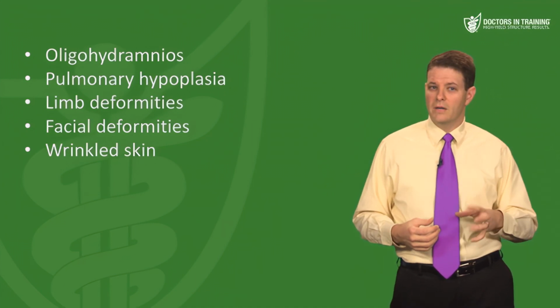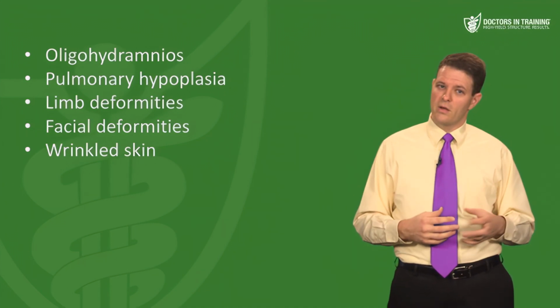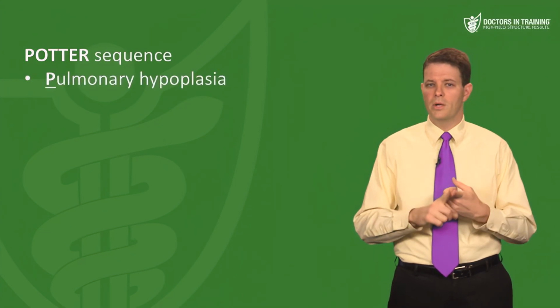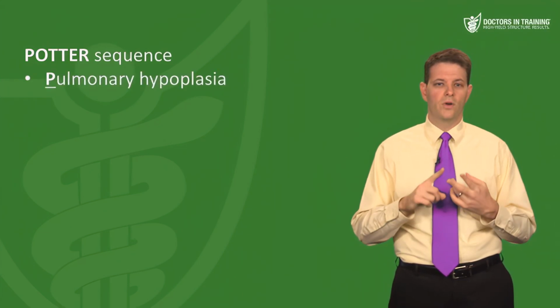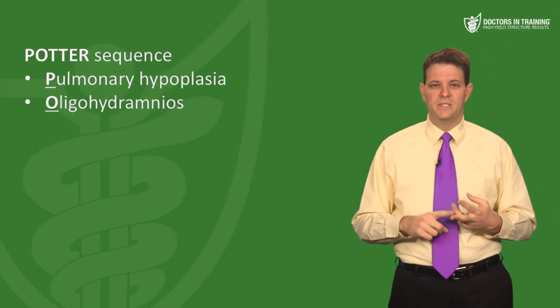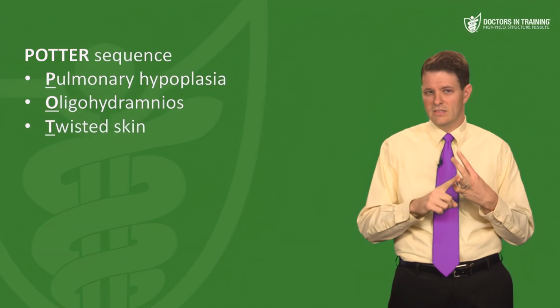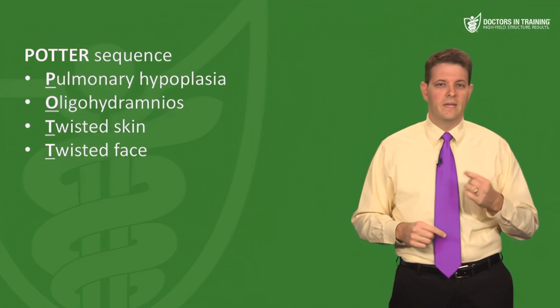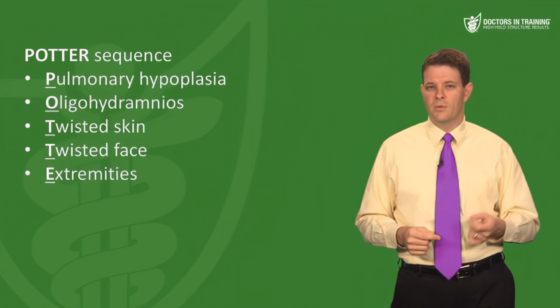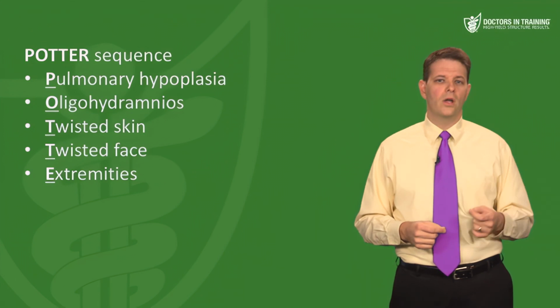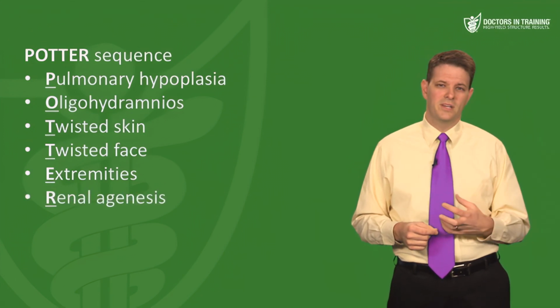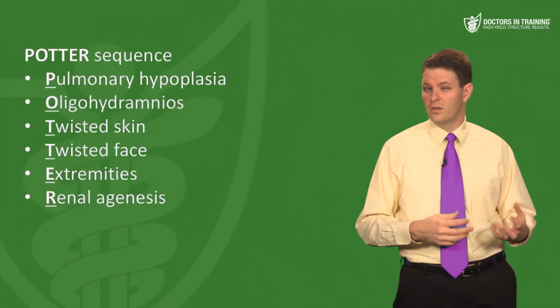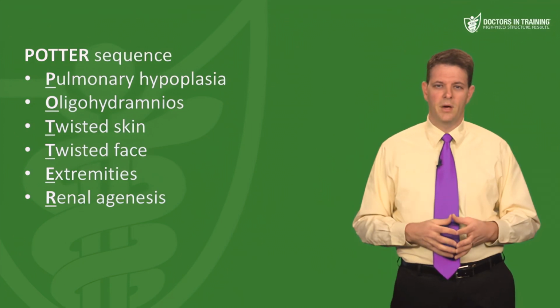That said, there's a mnemonic for the features of Potter sequence which spells out POTTER. So P is for pulmonary hypoplasia, O is for oligohydramnios, the 2 T's are for twisted skin, that wrinkled skin, and then also twisted face for the facial deformities. Then the E is for extremities, for the limb deformities such as clubfoot, and R is for renal agenesis, which is potentially a cause rather than a result of Potter sequence. So I find that mnemonic pretty helpful.